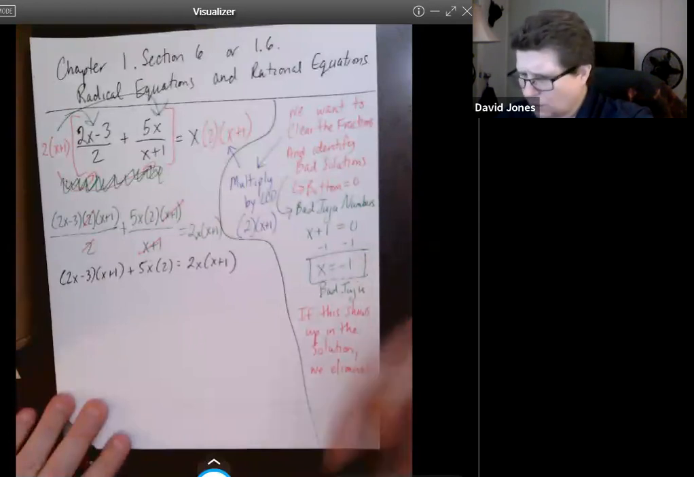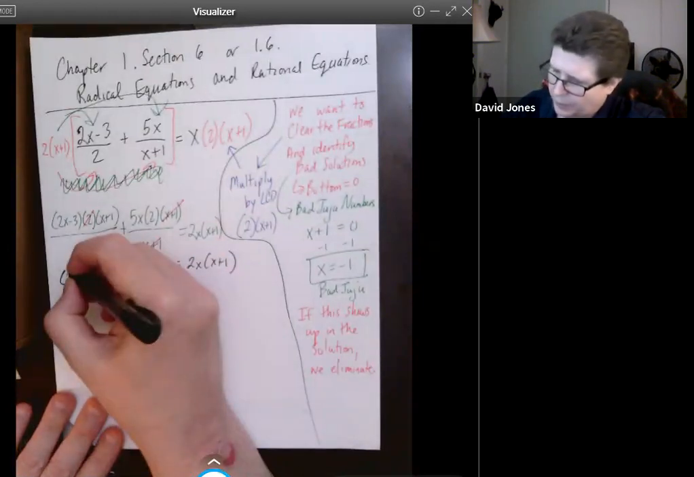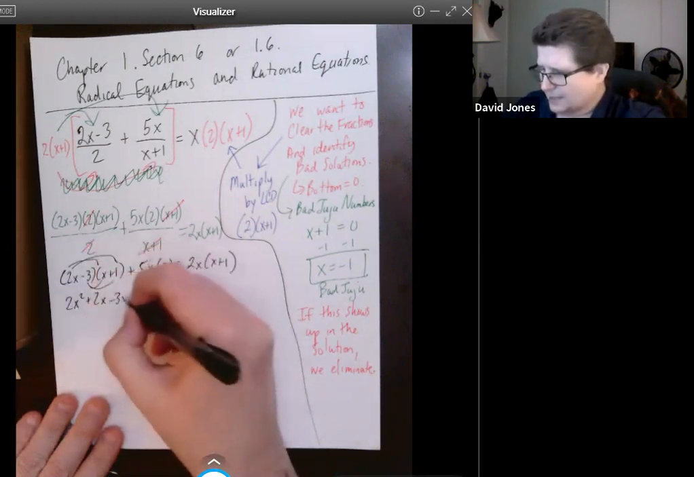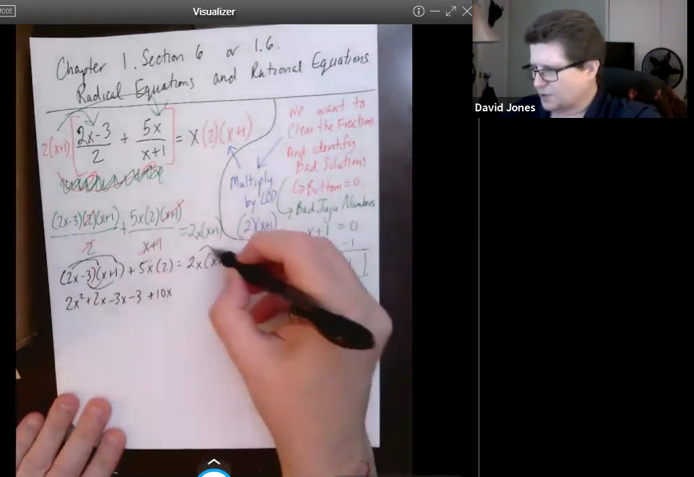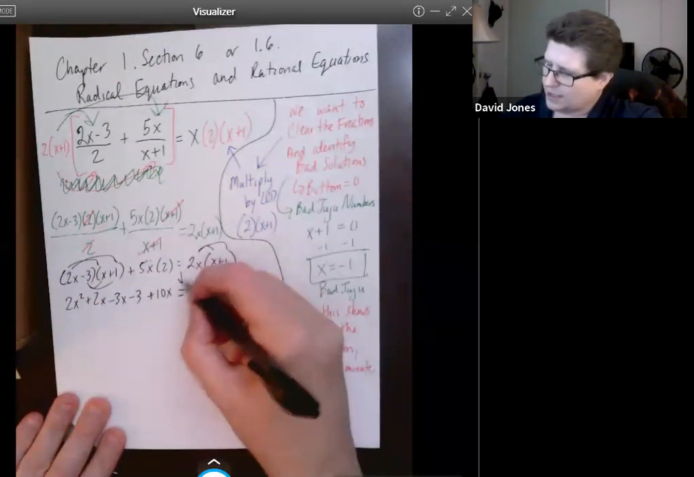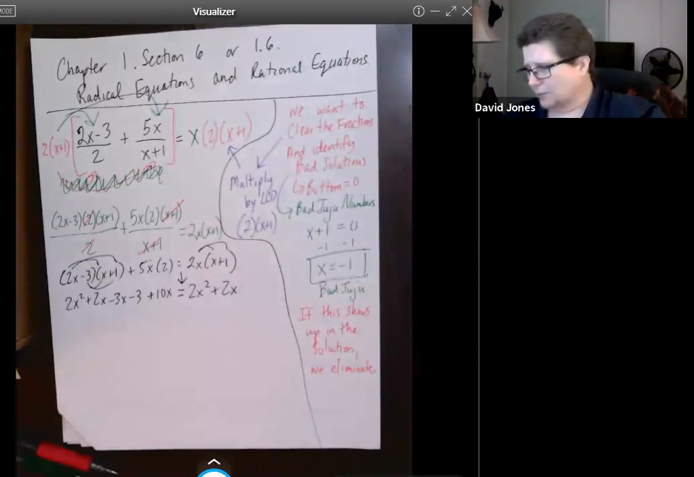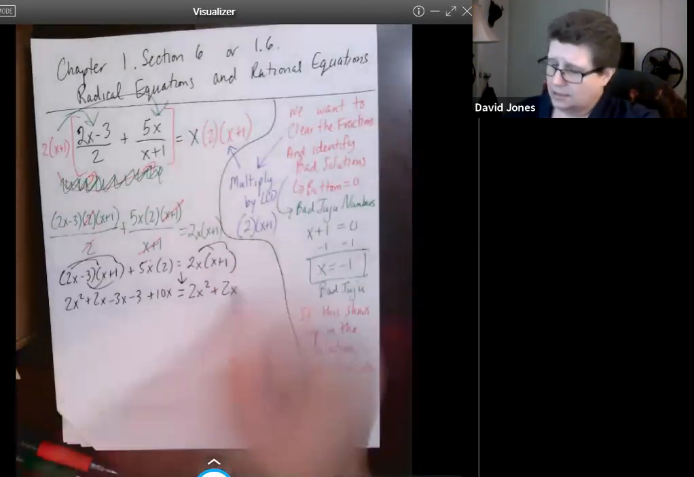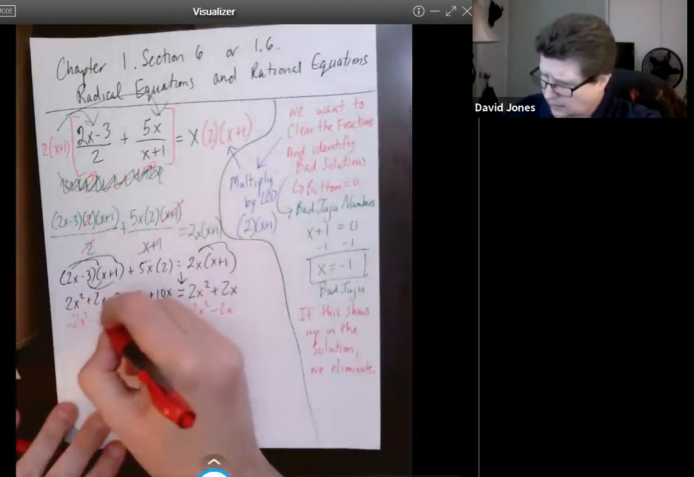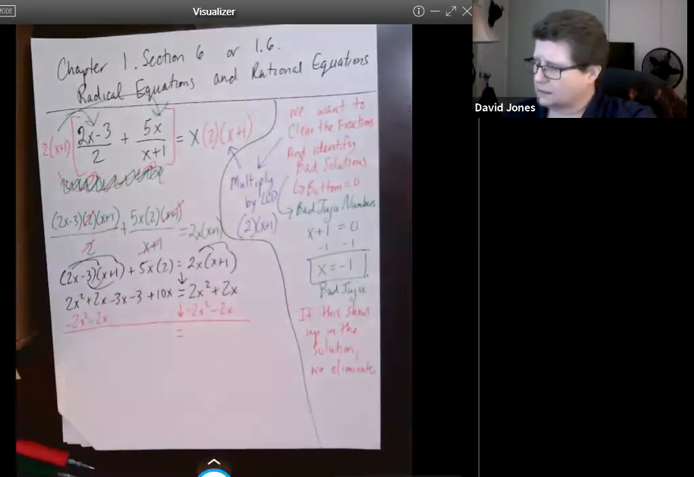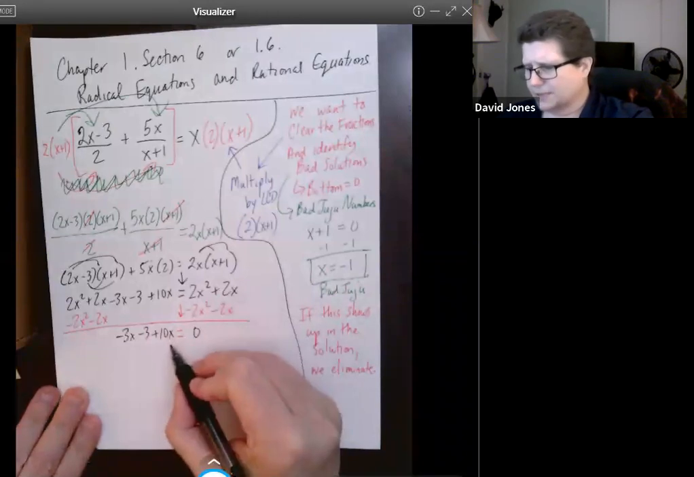Well, we should clean this up. We should distribute. If I FOIL out this first part, I've got 2x squared plus 2x minus 3x minus 3. 5x times 2 is plus 10x. And if I distribute the 2x times x plus 1, don't forget the equal sign, I've got 2x squared plus 2x. Now, I'm going to gather all my variables on the same side and combine like terms. So I'm going to subtract the right side, and I've got negative 3x minus 3 plus 10x equals 0. Gathering like terms, 10x minus 3x is 7x.